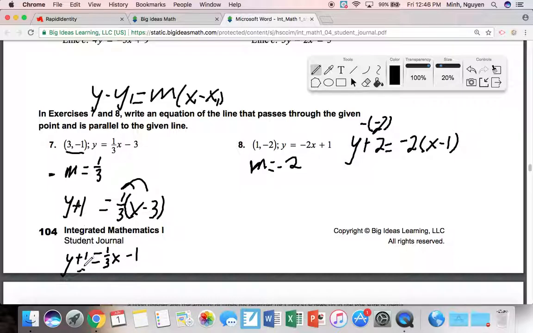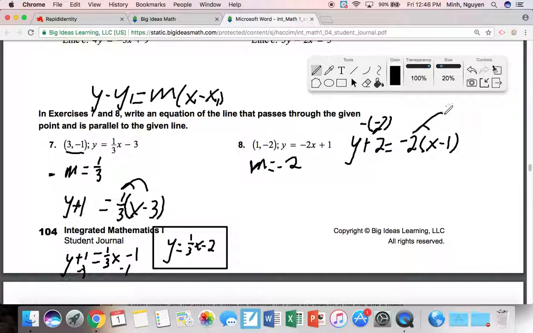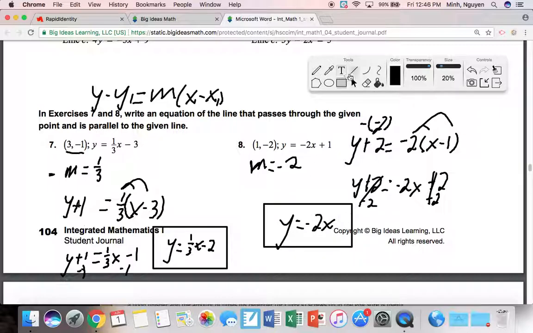Again, I will subtract 1 from both sides though, and I get 1/3 x minus 2. That's the answer for number 7, the correct answer. Okay, so for this, we're going to distribute this negative 2. Say y plus 2 equals negative 2x plus 2. Subtract 2, subtract 2. Bada bing, bada boom. Y equals negative 2x. And that'll be it.